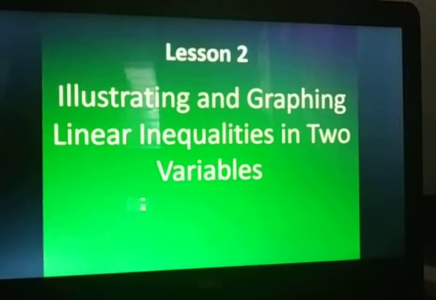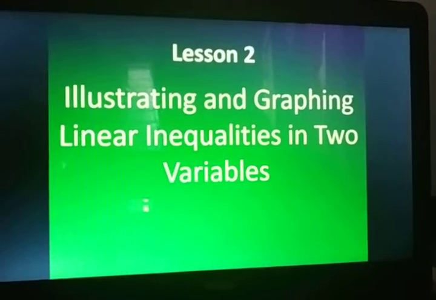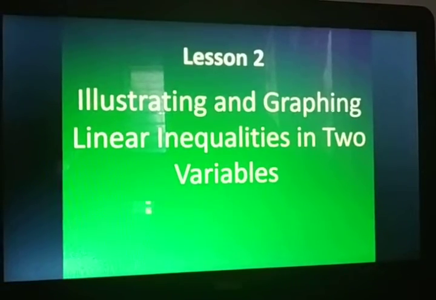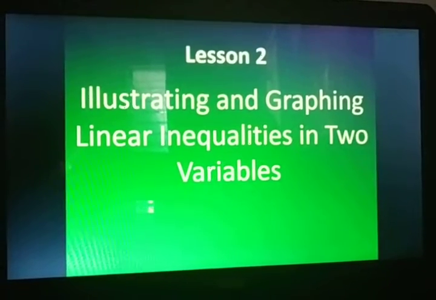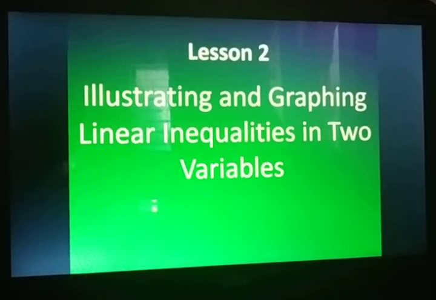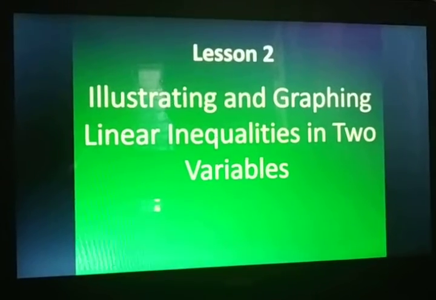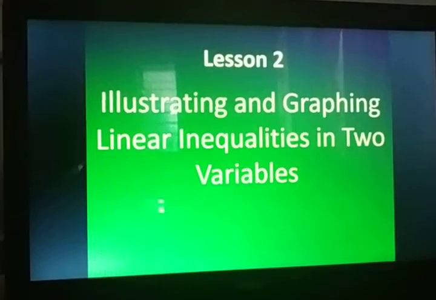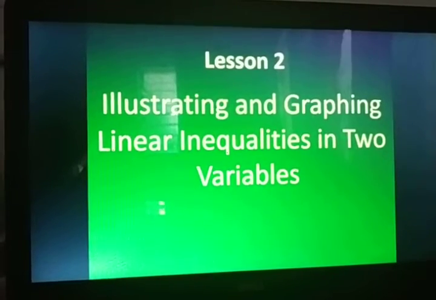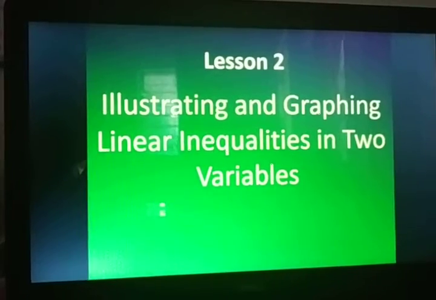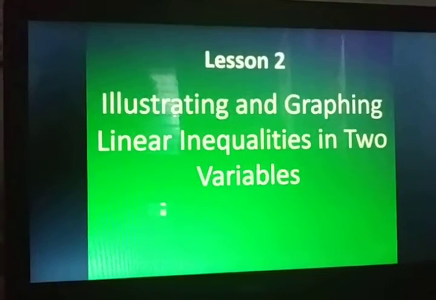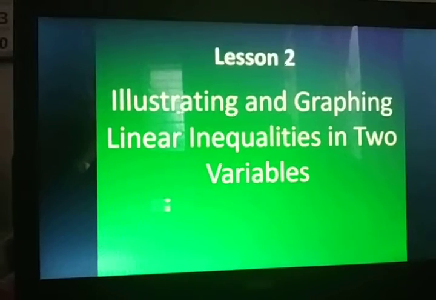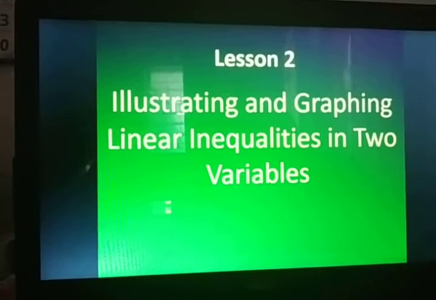Let us continue our discussion on Quarter 2, Lesson 2, Illustrating and Graphing Linear Inequalities in Two Variables. How do we illustrate and graph linear inequalities? We have studied in the former lesson that linear inequalities use inequality symbols, namely greater than sign, less than sign, greater than or equal to sign, and less than or equal to sign, with not equal also as a sign for inequalities. Okay, let's continue.